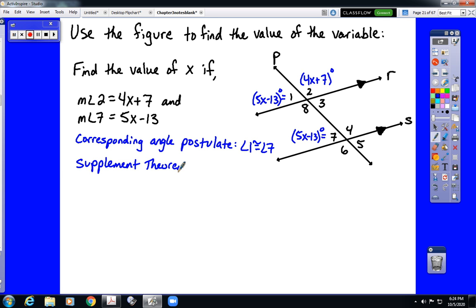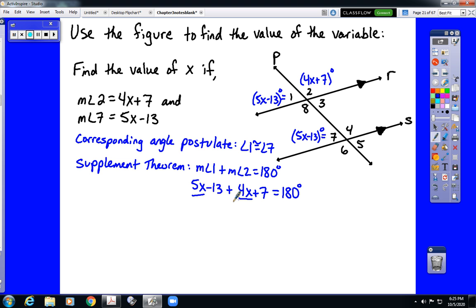It states that since angles 1 and 2 form a linear pair, the measure of angle 1 plus the measure of angle 2 must be 180. Now looking at what we have in our picture, we've already established that the measure of angle 1 is 5x minus 13, and the measure of angle 2 is 4x plus 7. So by adding those together, we can create ourselves an equation. 5x minus 13 plus 4x plus 7 equals 180.